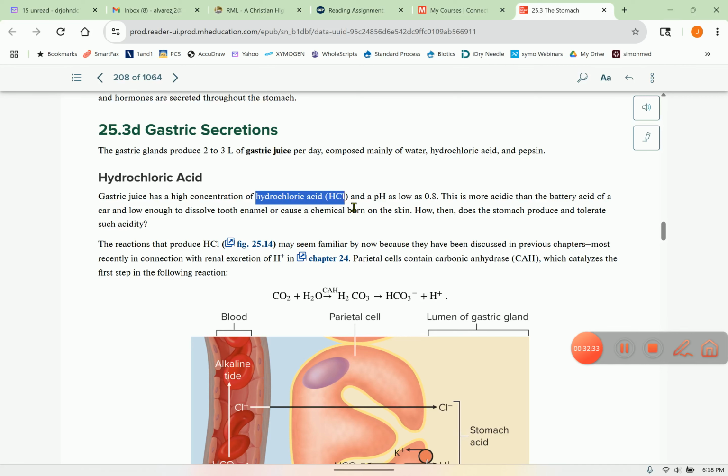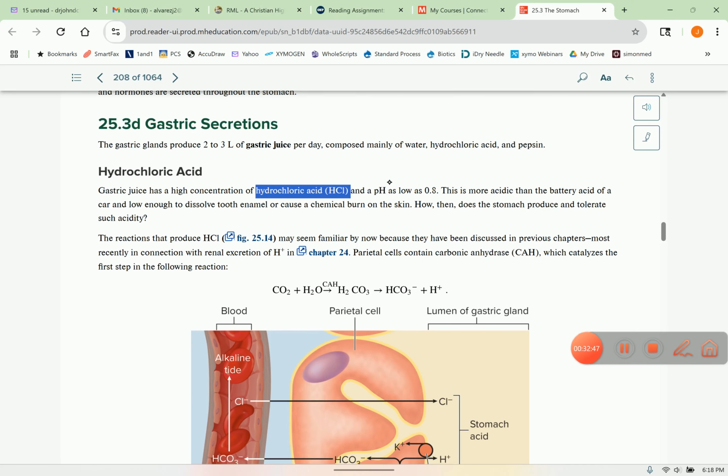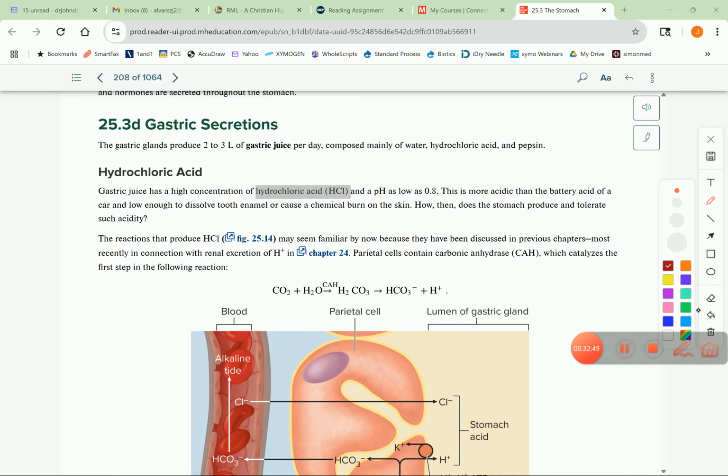Okay, hydrochloric acid, which is a very important chemical that's released from the parietal cells. Now, keep in mind on the pH scale, 0 is very acidic, right? All the way up to 14, which is very alkaline. Hydrochloric acid is almost 0. Okay, it's very acidic.